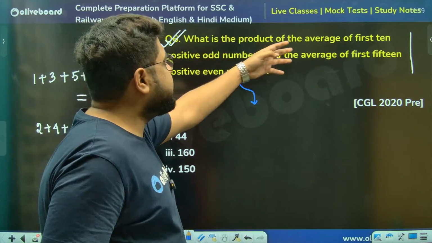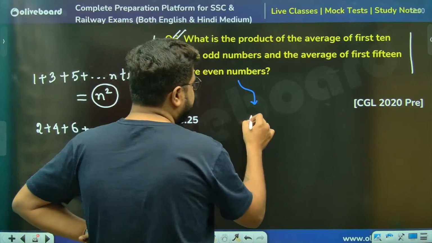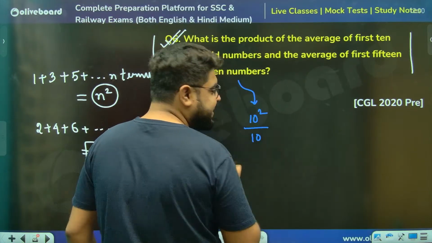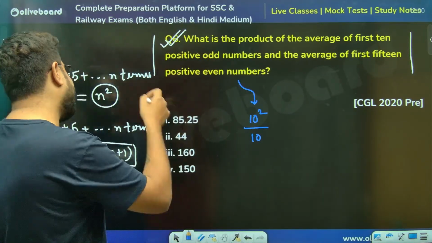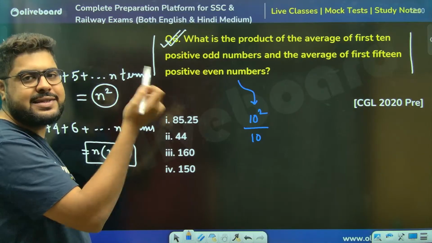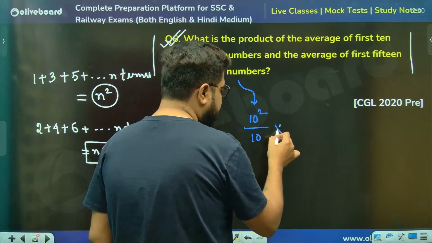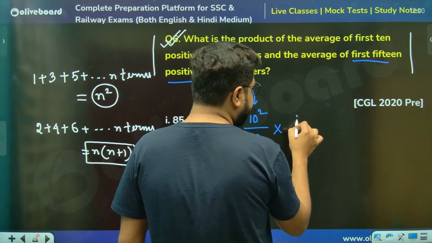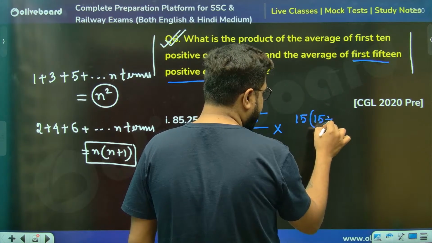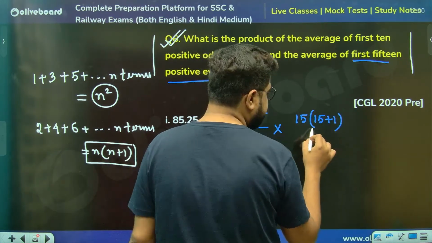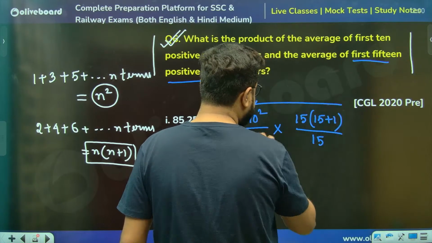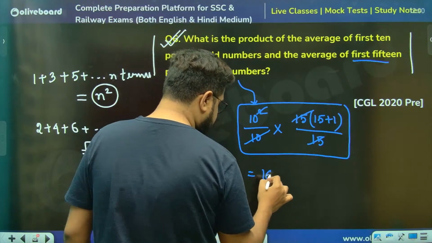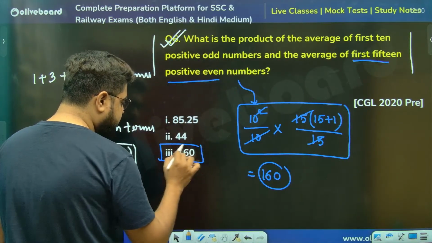Sir, product of the average of first 10 positive odd numbers. Sir, positive odd numbers, the sum is n square, meaning 10 square, divided by n, that is 10. Always remember, the average of positive odd numbers is n, because n square by n is n only. Into the average of first 15 positive even numbers. Sir, positive even numbers 15, so 15 into 15 plus 1, the sum divided by n means 15. So they are asking this value, sir. So this is 10, this is 16. So 160 is the answer, sir. 160 will be your answer, option number 3.